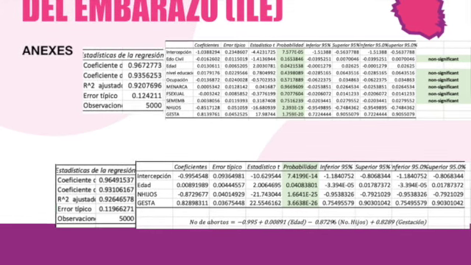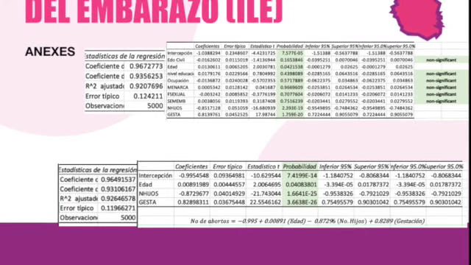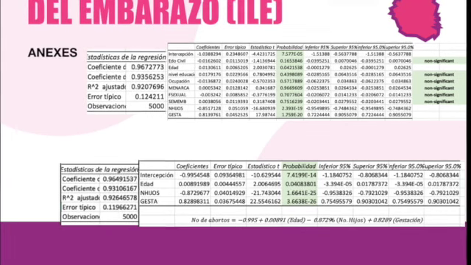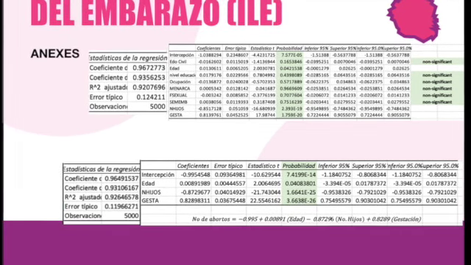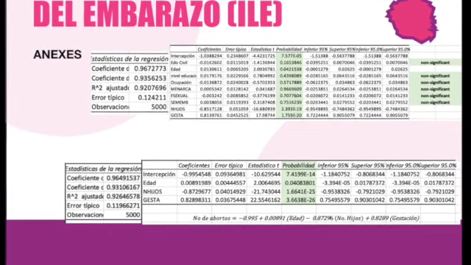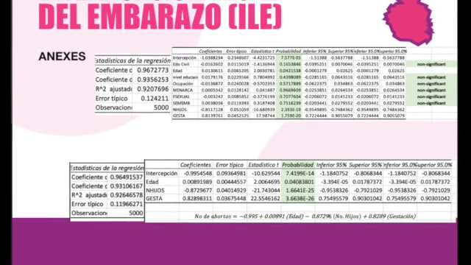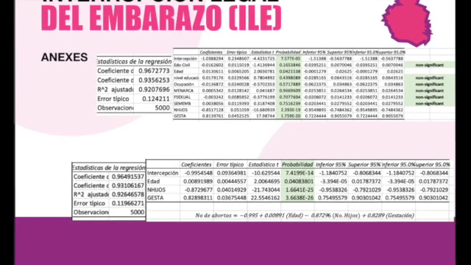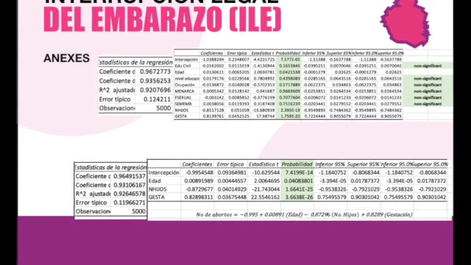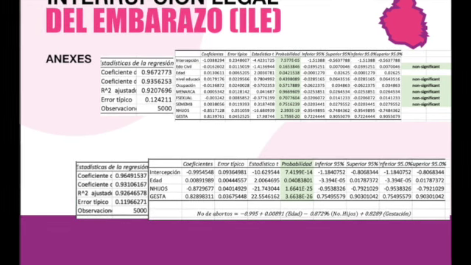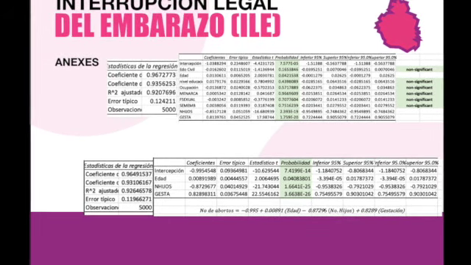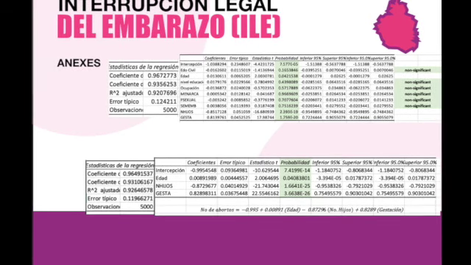Then we got an abortion equation that is equal to minus 0.995, that is our intercept, plus 0.0091 multiplied by age, minus 0.872 multiplied by the number of children, and plus 0.8289 multiplied by the weeks of pregnancy.